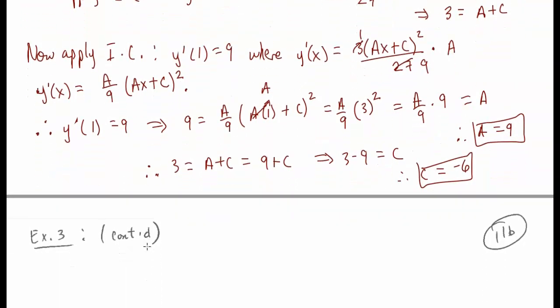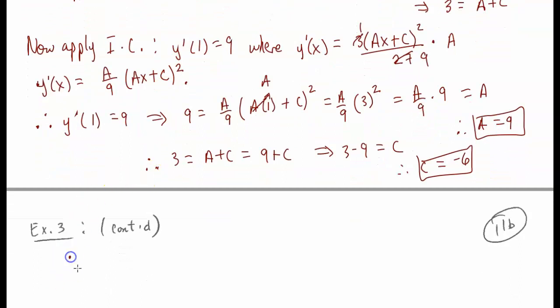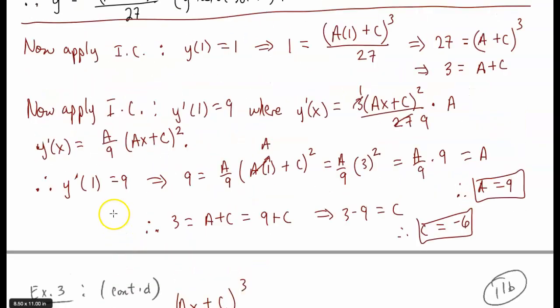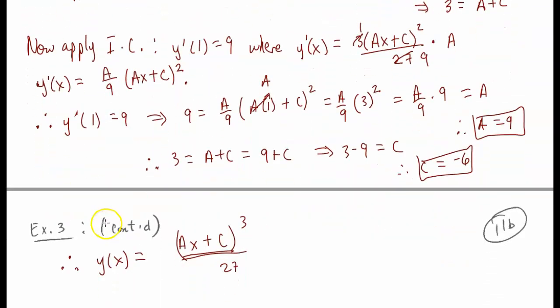All right, so finally here, this lets us know that y of x is going to be (ax + c), I think I had this cubed and then over 27. Let me read back up here. Yep. And my a is 9, so that'll be 9x. My c is minus 6. And that'll all be cubed, all over 27. So that is one form of the answer.